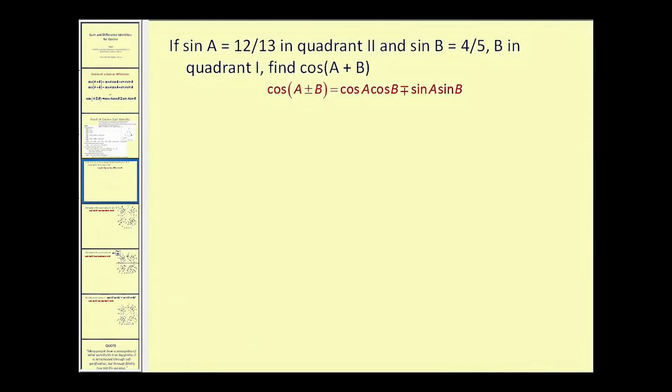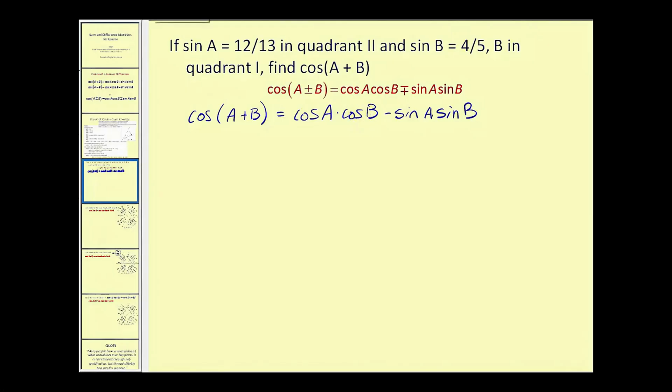Here's a problem where we have sine A is 12/13 in the second quadrant and sine B is equal to 4/5 in the first quadrant. We want to find the cosine of the quantity a plus b. So let's go ahead and write out our identity. Notice if we have a sum, then we're going to use a difference of these two products. We are given sine A and sine B, but we still have to find cosine A and cosine B.